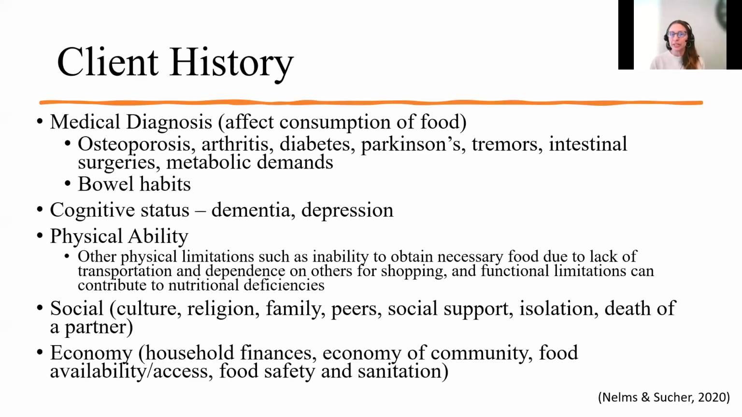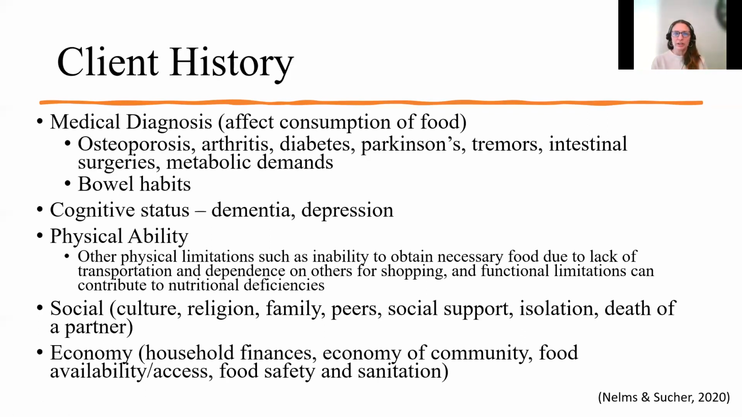General physical ability: there are physical limitations that might be impacted from chronic disease or other things that have happened that make it hard to get food that the patient needs, like transportation, needing to depend on others for shopping. I have a lot of patients that don't want to put anybody out, so they don't want to ask someone for help. So I hope to connect them with programs that are available, and then those functional limitations for feeding. And these can all lead to nutrient deficiencies.